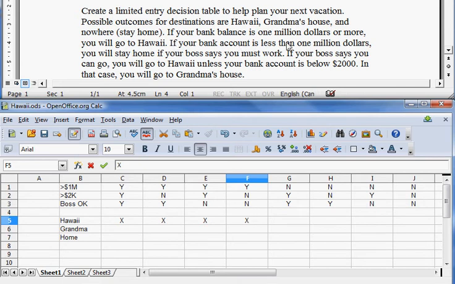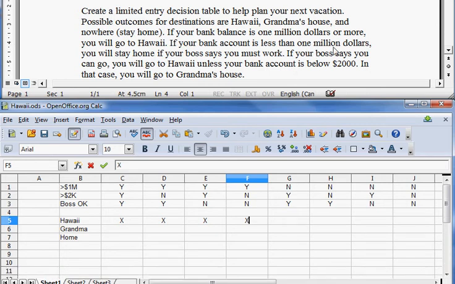If your bank account is less than $1 million, you will stay home if your boss says you must work. Okay, let's read this again. If your bank account is less than 1 million, that means this condition has to be no, right? If it's less than 1 million, then if your boss says you must work, then you'll stay home. Okay, so I put boss okay. That meant boss says it's okay to leave. But if he says you have to work, then he's saying no, it's not okay to leave.